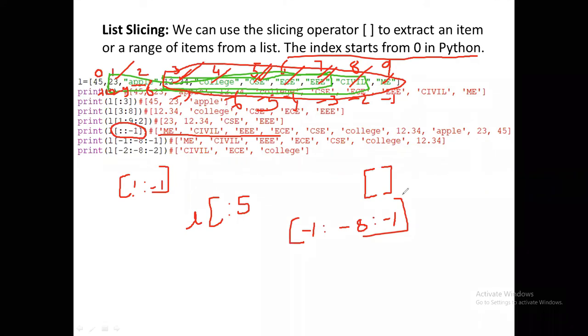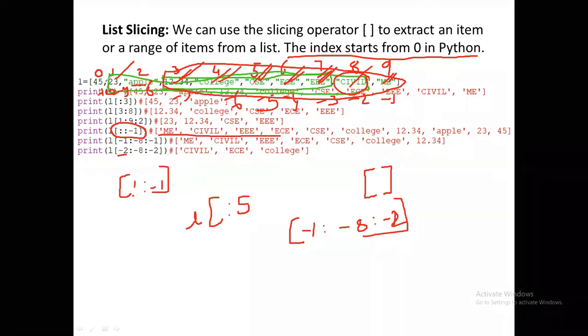Okay. Now if I change the step to -2, it displays ME, step 2, so triple E, step 2. Here I give -2, so it starts from civil. So it prints civil, after the step 2 ECE, step 2, so college.